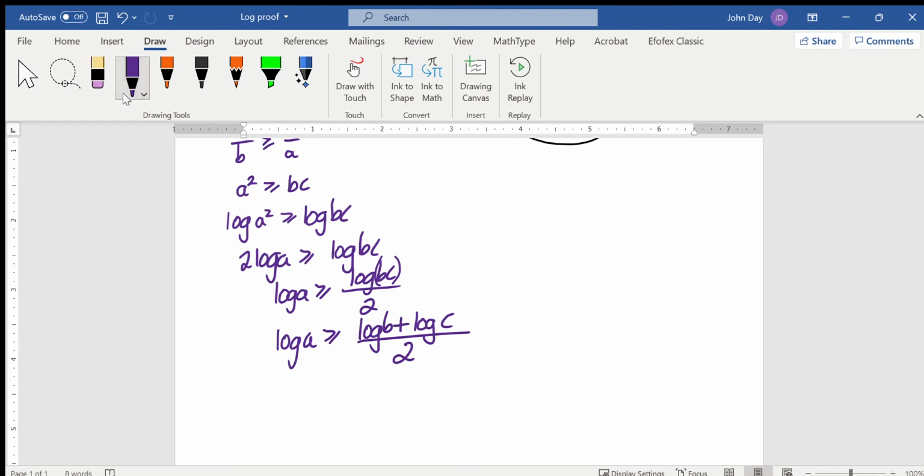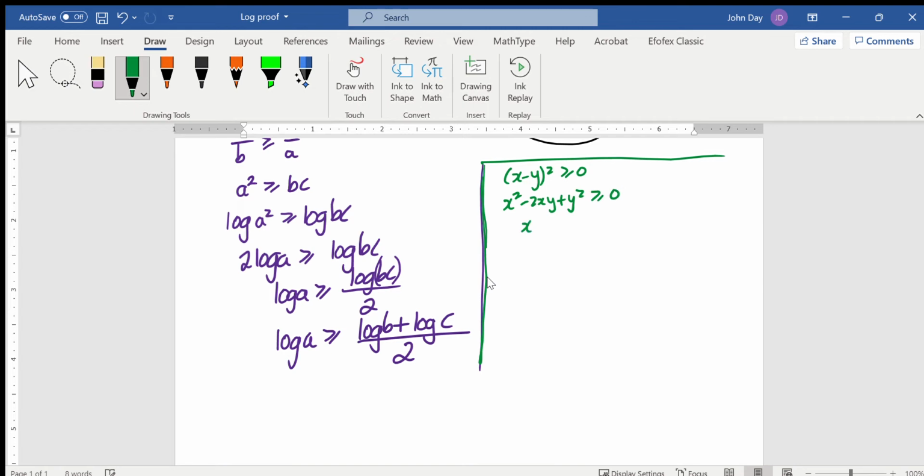I'll just write it in green just here. You know, because x minus y squared is bigger than or equal to 0, so we've got x squared minus 2xy plus y squared is bigger than or equal to 0, so x squared plus y squared is bigger than or equal to 2xy, and therefore x squared plus y squared on 2 is bigger than or equal to xy.